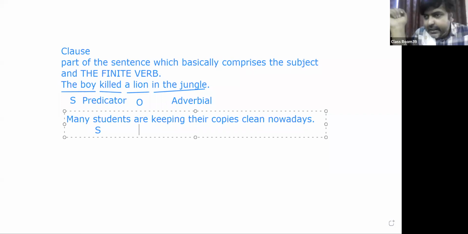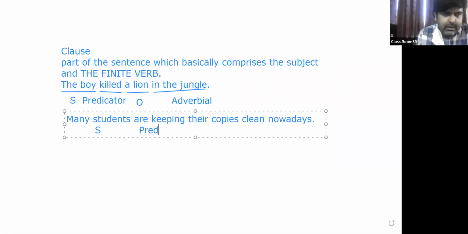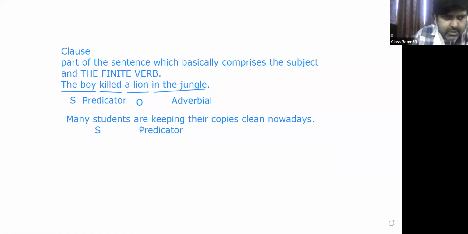What will be the predicator in this sentence? Are keeping. Are keeping, not copying. Yes, correct. Are keeping is your predicator. So that it is easier for those who missed it out, are keeping is your predicator.